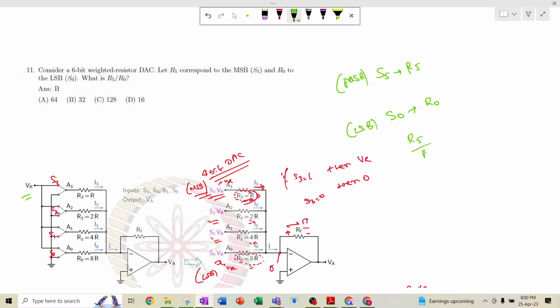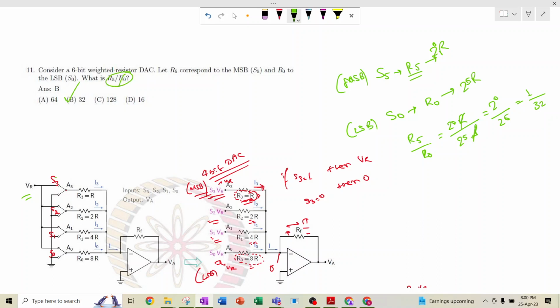R5 divided by R0, where R5 obviously will be less. If the base value is R, then R5 is 2 to the power 0 into R, and R0 is 2 to the power 5 into R. So R cancels out, and this will be 2 to the power 0 by 2 to the power 5, equal to 1 divided by 32. So R5 by R0 will be 1 divided by 32. So this is the correct answer.